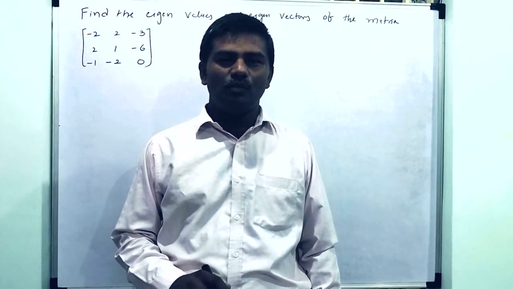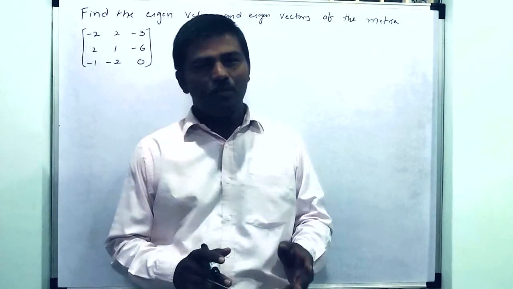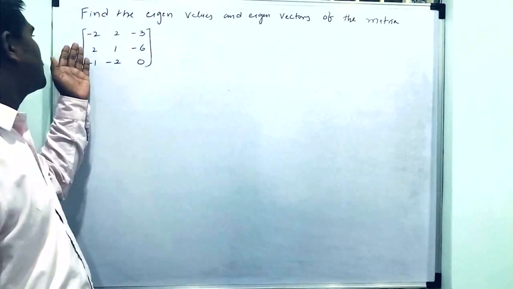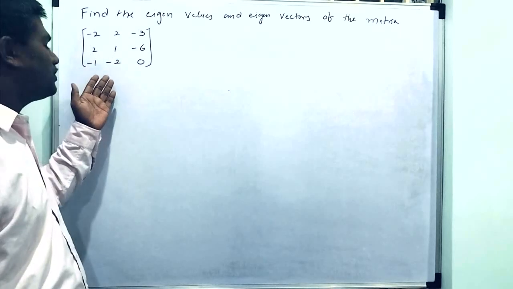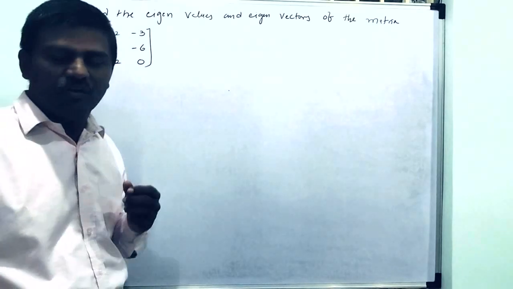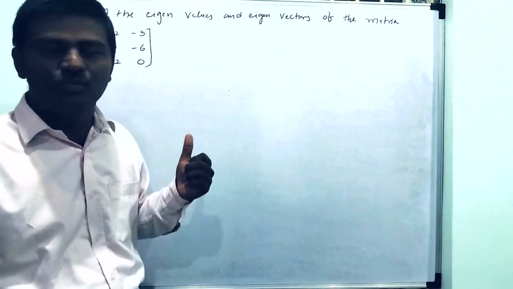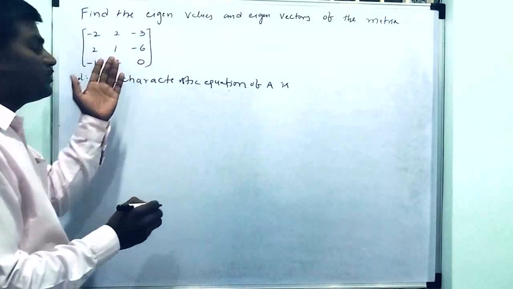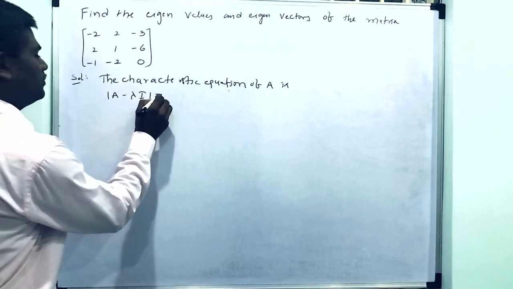Let us solve one more problem on finding eigenvalues and eigenvectors of a matrix. Here is the problem. Find the eigenvalues and eigenvectors of the matrix -2, 2, -3, 2, 1, -6, -1, -2, 0. First of all, we have to write the characteristic equation of this matrix, which is |A minus lambda I| equal to 0. Let us say this is matrix A.